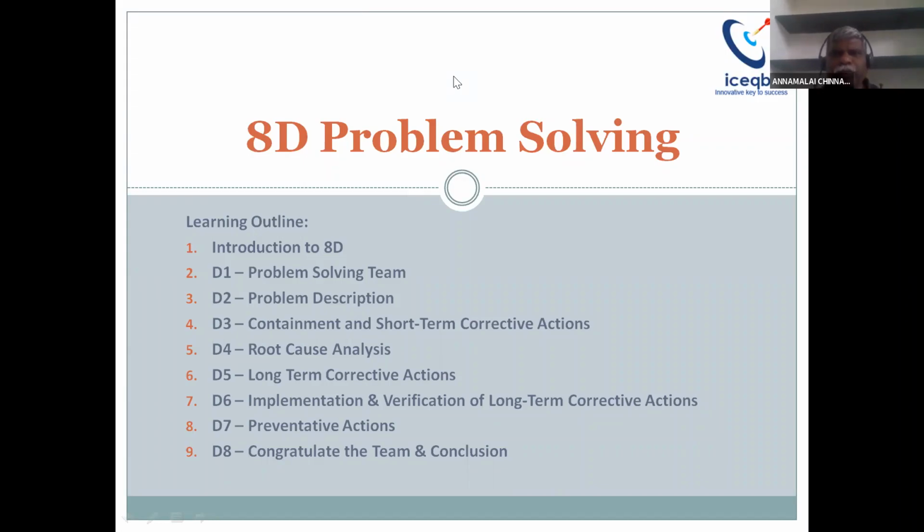So the first topic we're going to cover is the 8D problem solving tool. And then the second topic we'll be covering is FMEA, that is the Failure Mode and Effects Analysis.